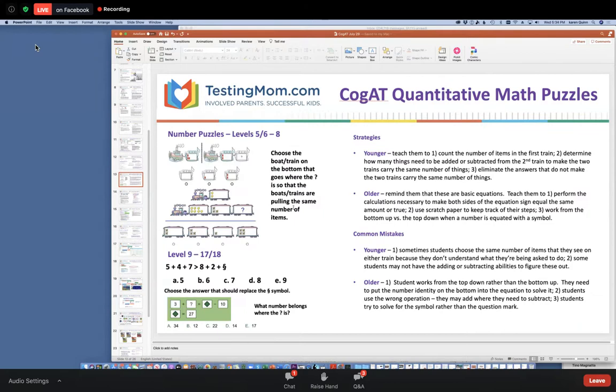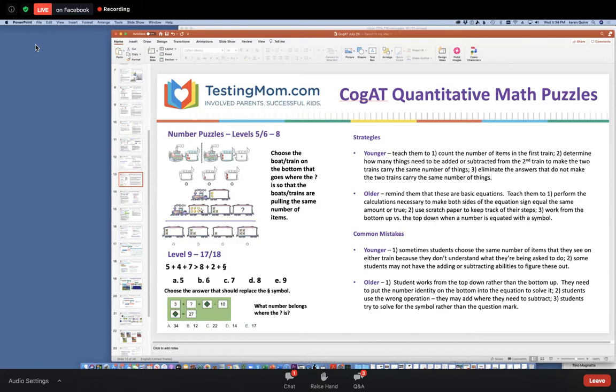Now, for the number puzzles for younger kids, remember, we're just trying to make these the same on both sides. So you just have to count what's in the first train or boat, figure out if you're adding or subtracting. And you sometimes have to subtract. Like here, this is 2. And then this one, if you see there's X's on top of the items, we have to subtract 3.